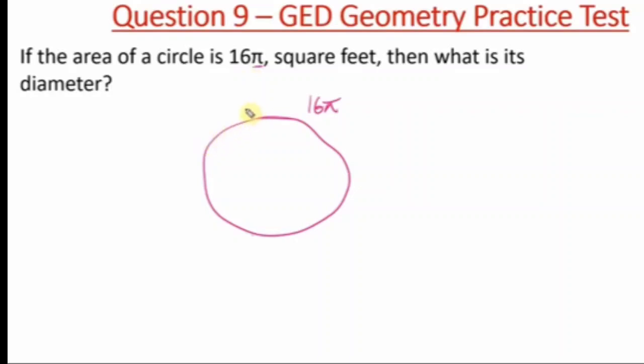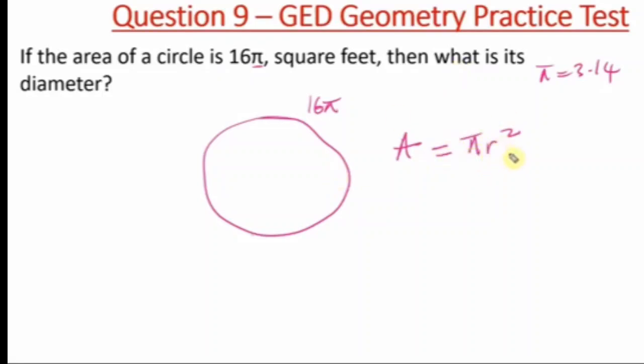All right, this question is not telling us to put pi equal to 3.14. You see what I mean here. If the area of a circle is 16 pi square feet, then what is its diameter? What's the area of the circle formula? It is A equals pi r squared. So the question is asking for its diameter, but the area is pi r squared.